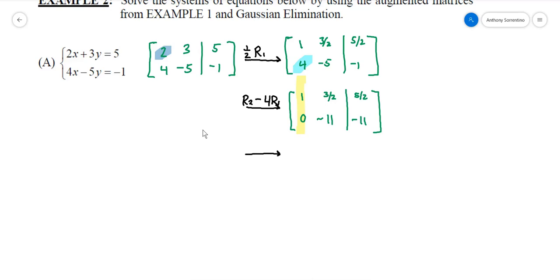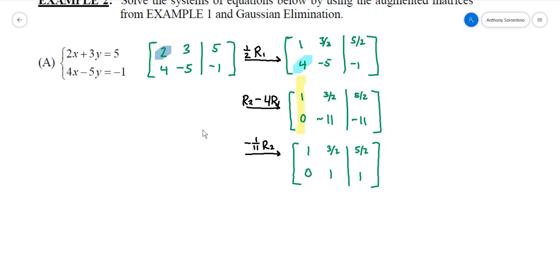So the next thing I'm going to do, in the last row operation I really have to do to get this in row echelon form, is I'm going to do -1/11 of row 2. I could also say divide by it, but the same thing. So 1, 3 halves, 5 halves is left alone. 0 times negative 1 over 11 is still 0. That didn't change. Negative 1/11 times negative 11 is going to give me 1. And of course, I'm going to get a 1 over here as well. So I have this in row echelon form.